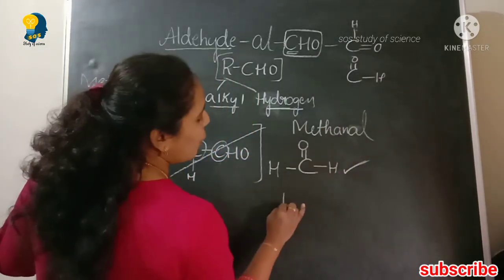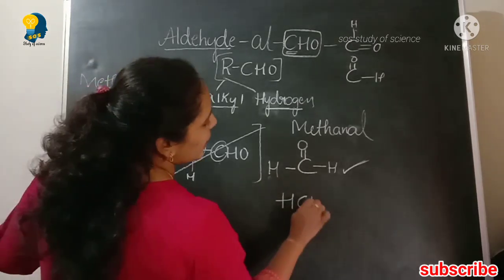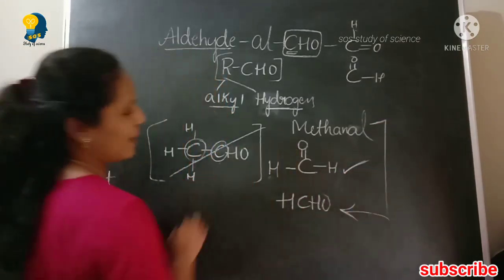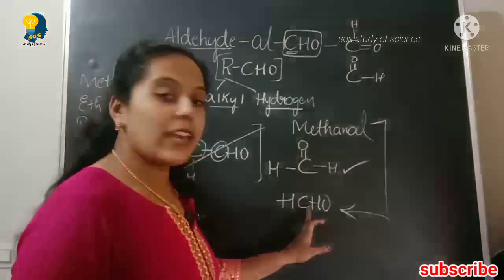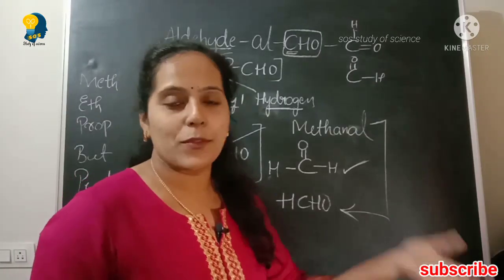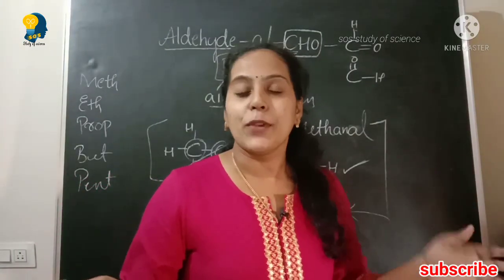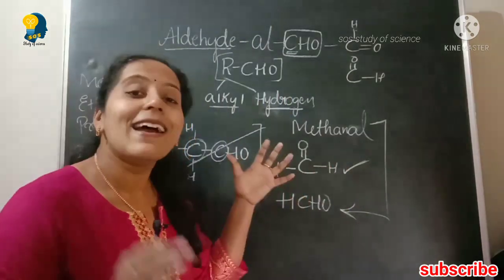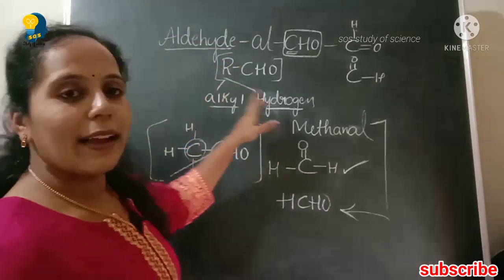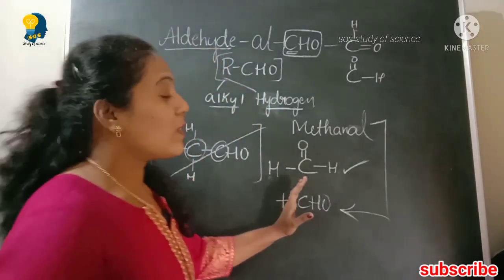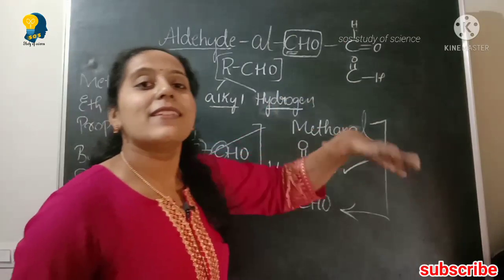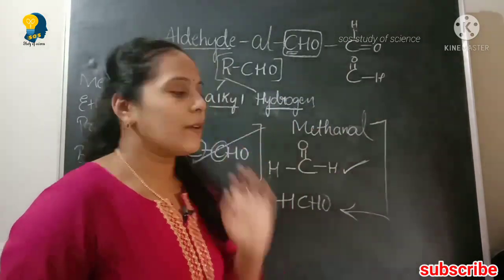So how do we write the formula? The molecular formula is HCHO. HCHO is the molecular formula for methanal. I tell you guys once again, if I write CH3 here, totally 2 carbons it becomes. That is why we can't satisfy the meth property. To satisfy the meth property, instead of writing CH3, we are just writing hydrogen. So R may be alkyl or hydrogen in the case of aldehyde. So this is methanal. Remember, our functional group itself has the carbon. So this carbon is considered.